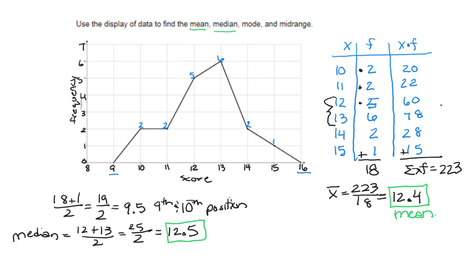For the mode, we're looking at the number that occurs the most often. So in this case, it's really easy. All we have to do is go to the highest peak on our polygon, and at a frequency of 6 here, that's going to be the number 13. So the mode is 13, the highest frequency.